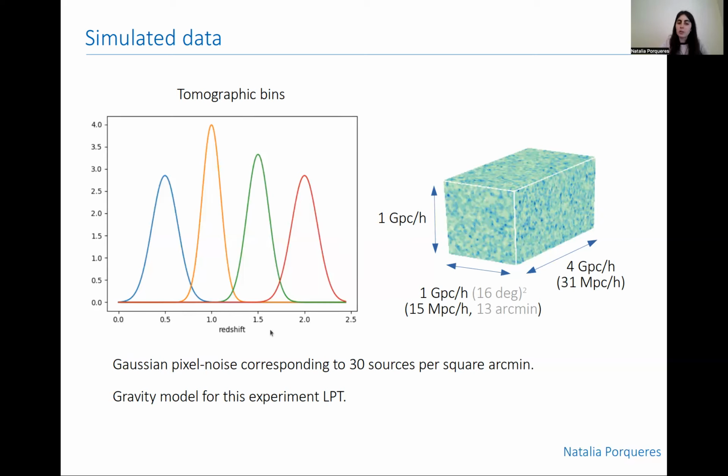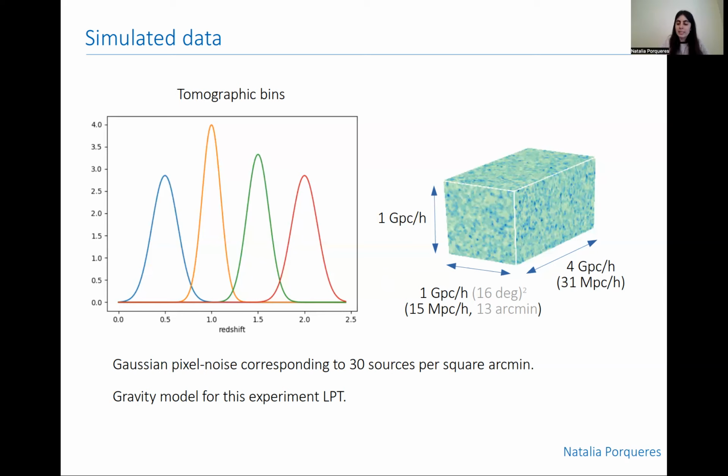Then we added Gaussian pixel noise that has 30 sources per square arc-minute. That corresponds to what is expected for Euclid. And then to generate the data, we use Lagrangian perturbation theory. So this is dark matter only, and we use LPT. We use the same model to generate the data and to analyze them, so this is a self-consistent test. What we want to see is how much we gain in an ideal scenario.